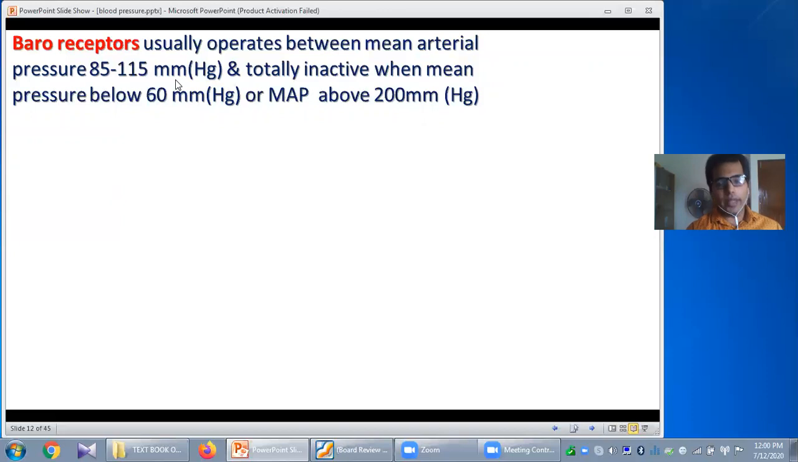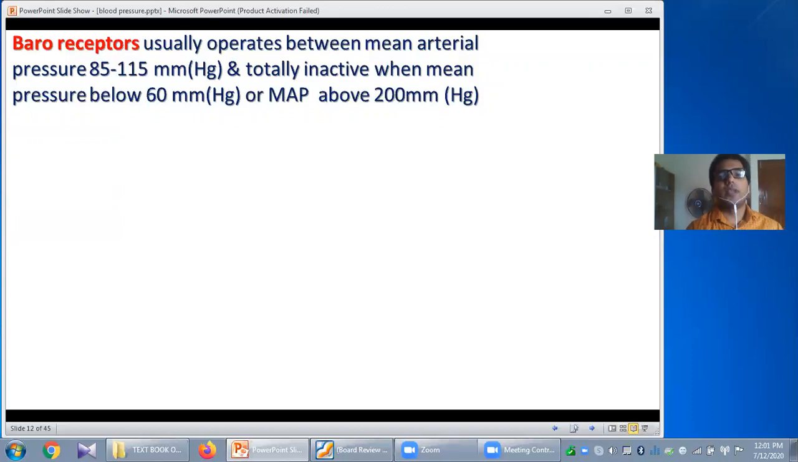When the blood pressure exceeds or increases above this set point, the baroreceptor mechanism will operate to bring the blood pressure down to normal. When the blood pressure tends to fall, the baroreceptor system operates to raise the blood pressure to the normal set point, around 100 millimeters of mercury.